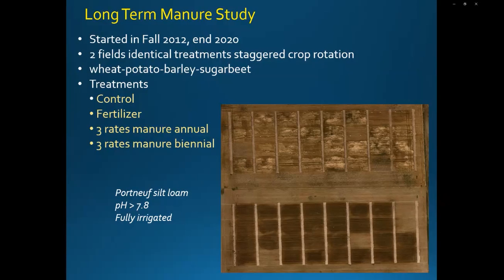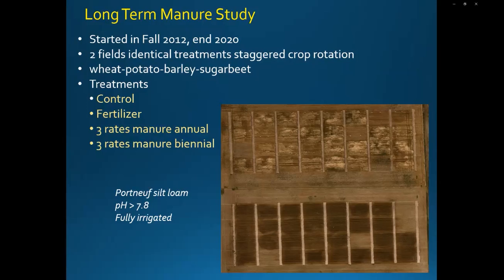So we have a control where we had no application of manure or fertilizer. We have our fertilizer plots where we applied just commercial fertilizer based on the U of I recommendations for the different crops each year, and 3 rates of manure that we applied either annually or every other year.